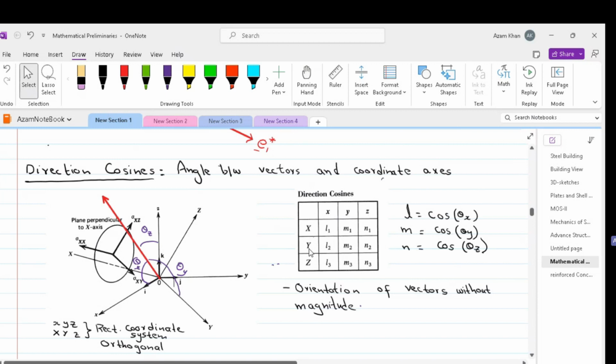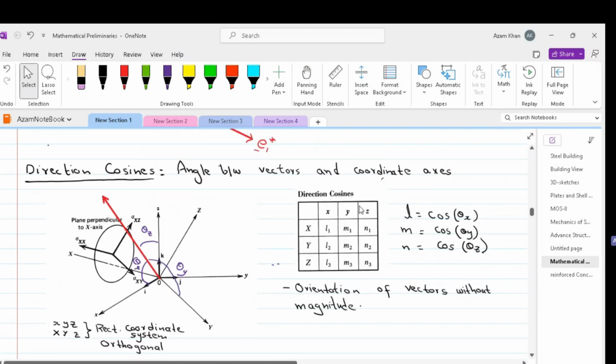The capital Y will make its own set of direction cosines, that is L2, M2, and N2, with respect to small x, small y, small z respectively. And similarly, the capital Z will make its own set of direction cosines, which is L3, M3, and N3, with the small x, y, z axes.